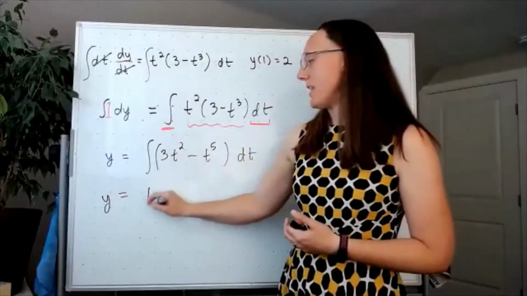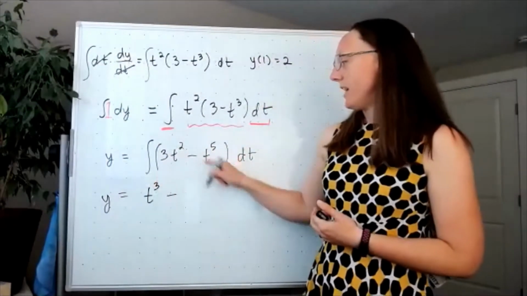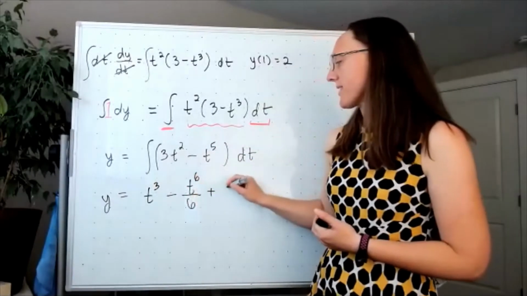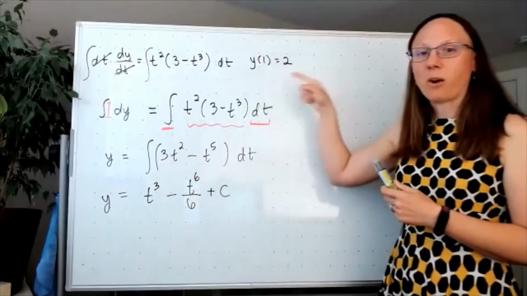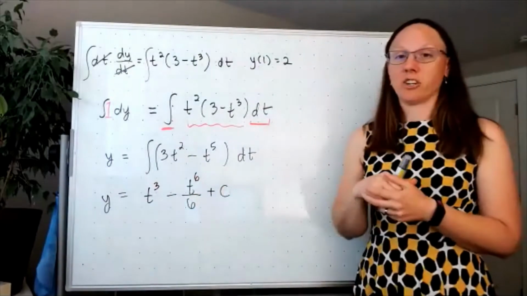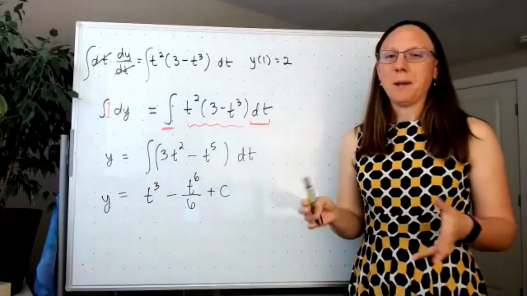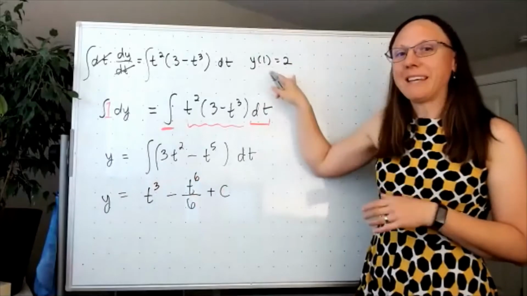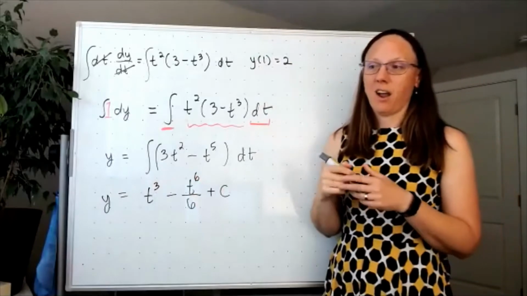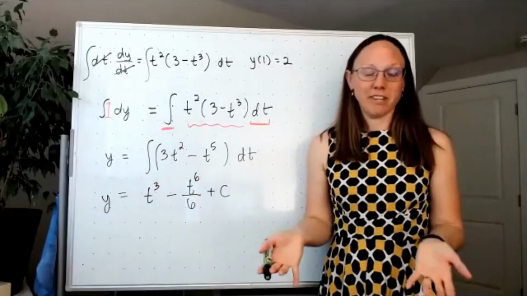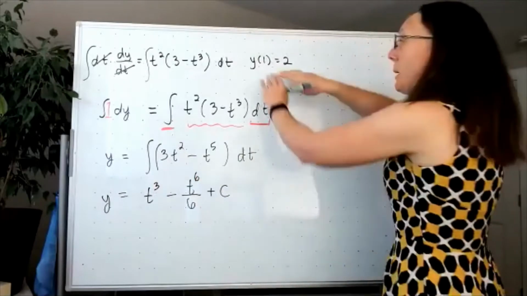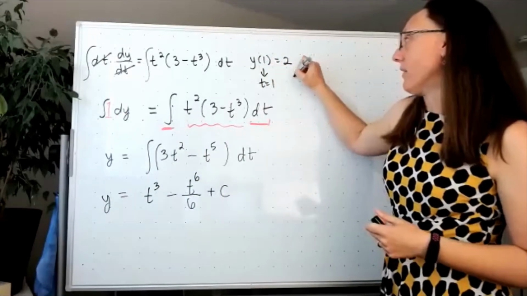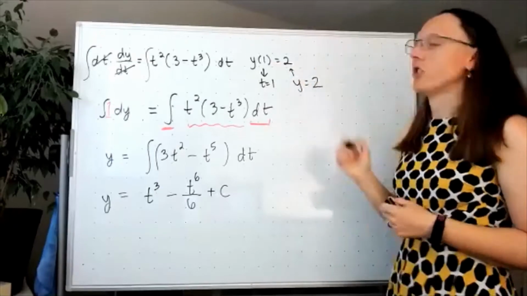Now I'm ready to get that antiderivative going. So the antiderivative of 3t squared, I'll get t cubed. This, I'm going to add 1 to that exponent, get t to the 6th over 6, plus a constant. Here's where my initial condition comes in. And I know it's a little bit awkward, but we tend to refer to this as an initial condition or an initial value problem, even when neither of the numbers are 0. That's just kind of a mathematical convention of how we refer to it. But this notation tells me that when t equals 1, y equals 2.